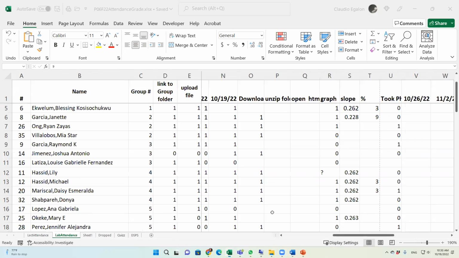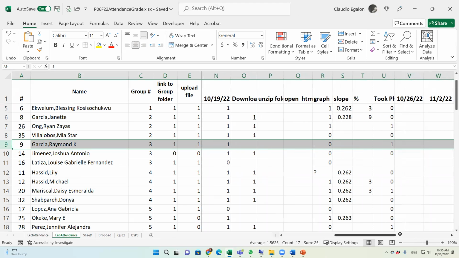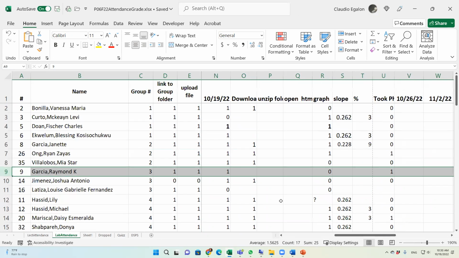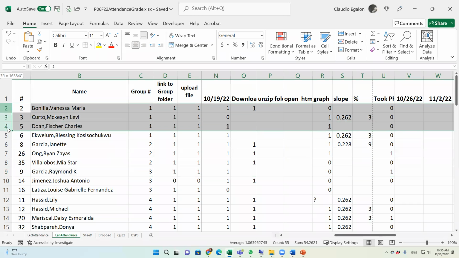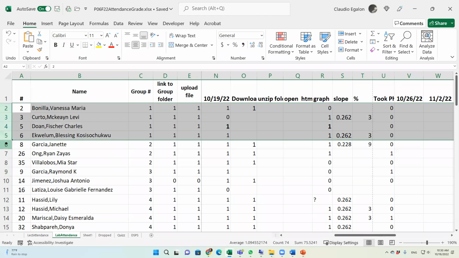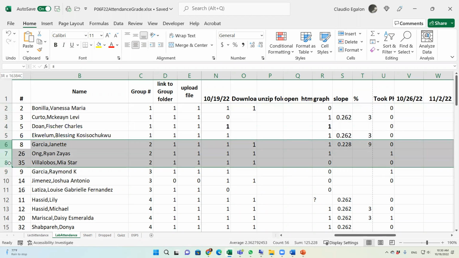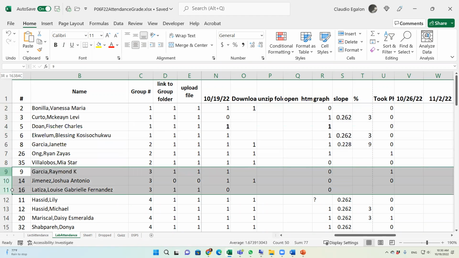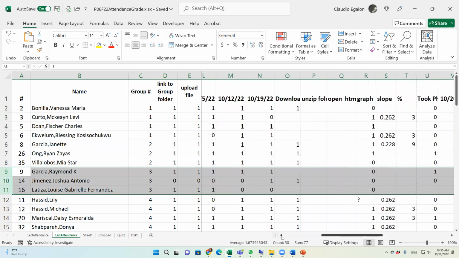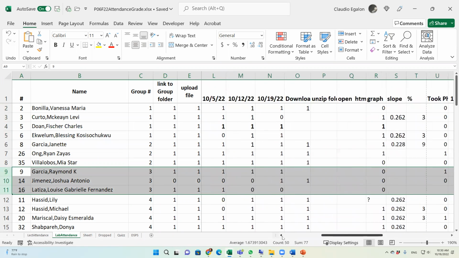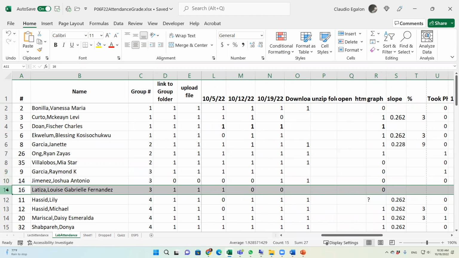Okay. And let's see here. We have, let's see, group one. Group one has how many students? 3 students, right? Group 2 has 3 students. That's good. Group 3 has 2 students today, right? That's correct. Do you know what happens to Latisa? Luis Latisa?